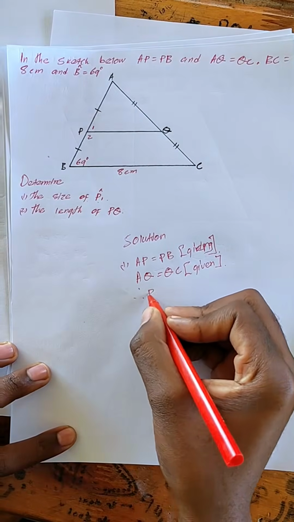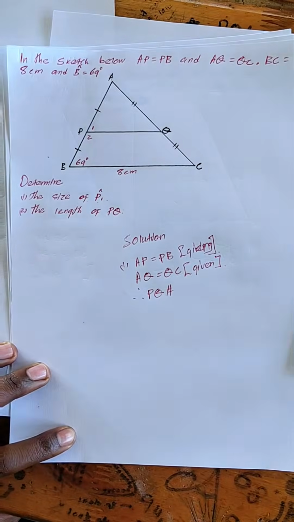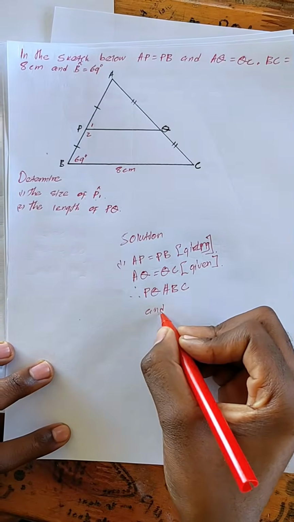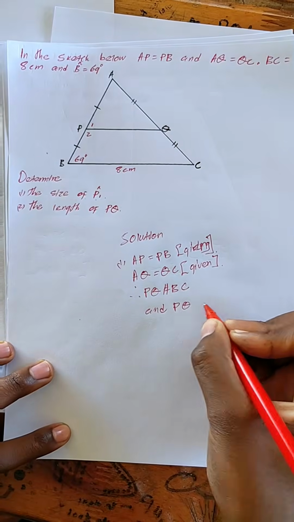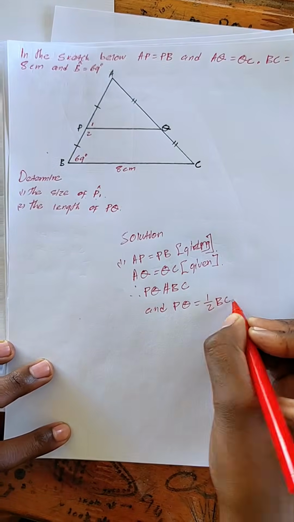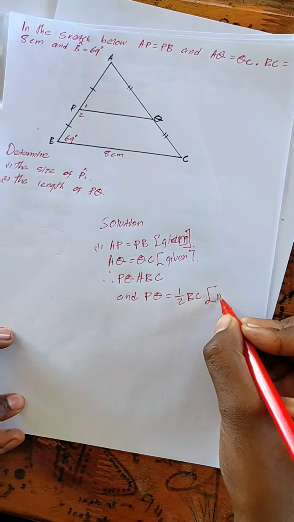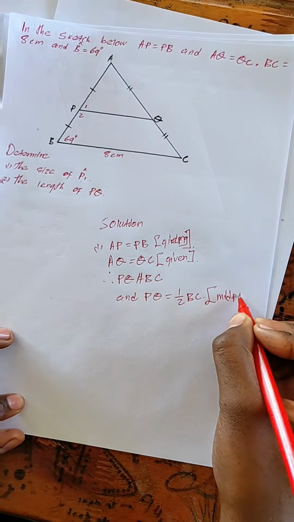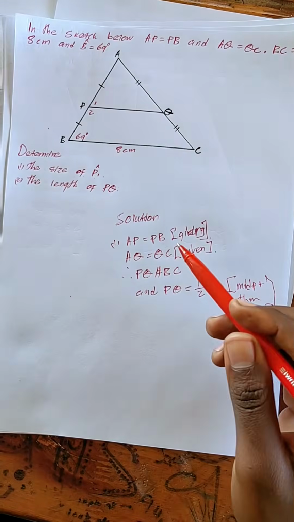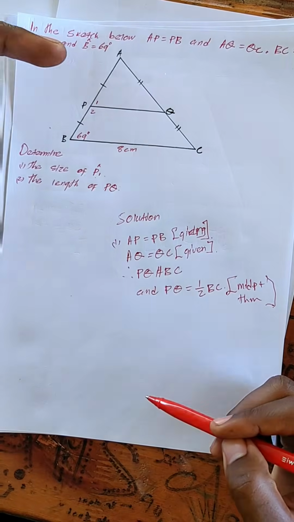Therefore, we can say PQ is parallel to BC, and also that PQ is half the length of BC. So this is according to what? Midpoint theorem. Right. So from what we have, we can say AP equals PB.